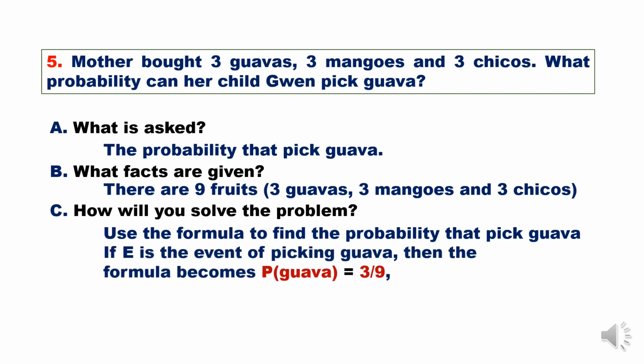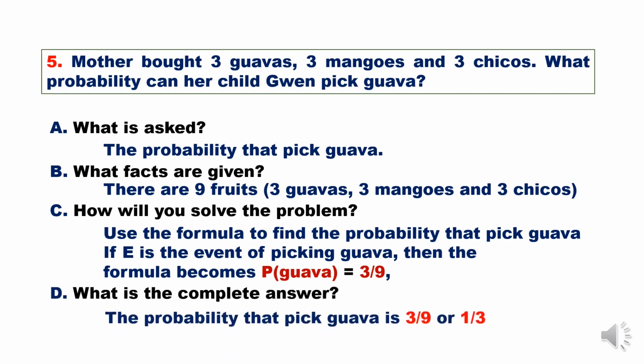If E is the event of picking a guava, then the formula becomes the event is guava equals 3 out of 9. What is the complete answer? The probability that she picks a guava is 3 out of 9 or 1/3.